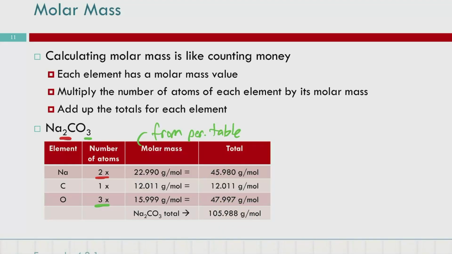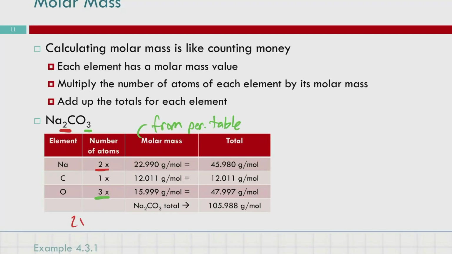If you don't want to do them individually, where you do the 2 times 22.990 to get 45.980, and then you do the next one, and then you do the next one, you can enter all of these all at once. And you don't actually need any parentheses either, which is convenient. So you can do 2 times 22.990 plus 12.011, because it's times 1, so we just ignore it, plus 3 times 15.999. Press the Enter key, and you should get 105.988.